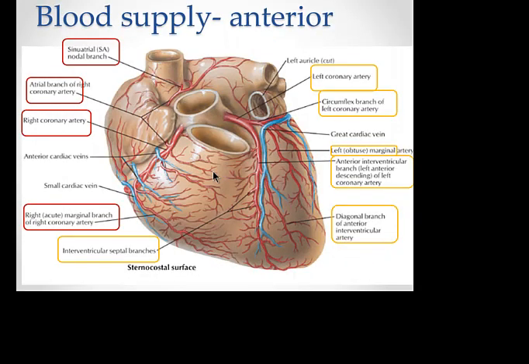So this is a good picture of the blood supply of the heart. And the blood supply of the heart is by arteries called coronary arteries. And later when we do the aorta, we will see the heart is an extremely selfish organ. It's like the AB plus group, very selfish again.